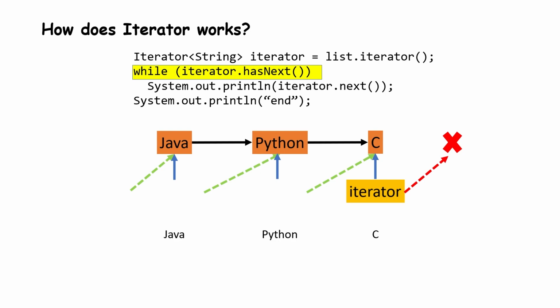Since the list has ended, it will simply come out and print "end", or whatever the thing is outside your loop. So this way your iterator is going to work. Same way, whether it's an integer or an object or whatever it is, this will be the way.